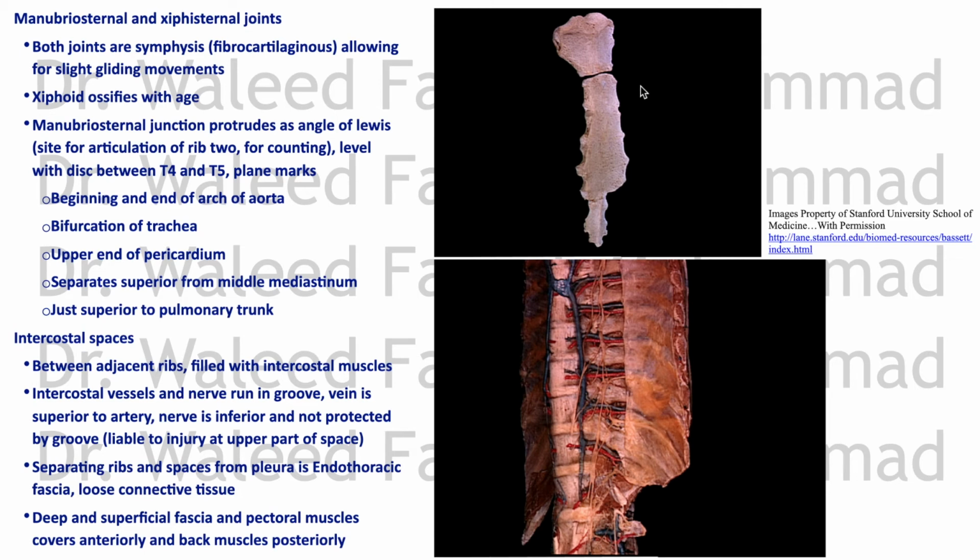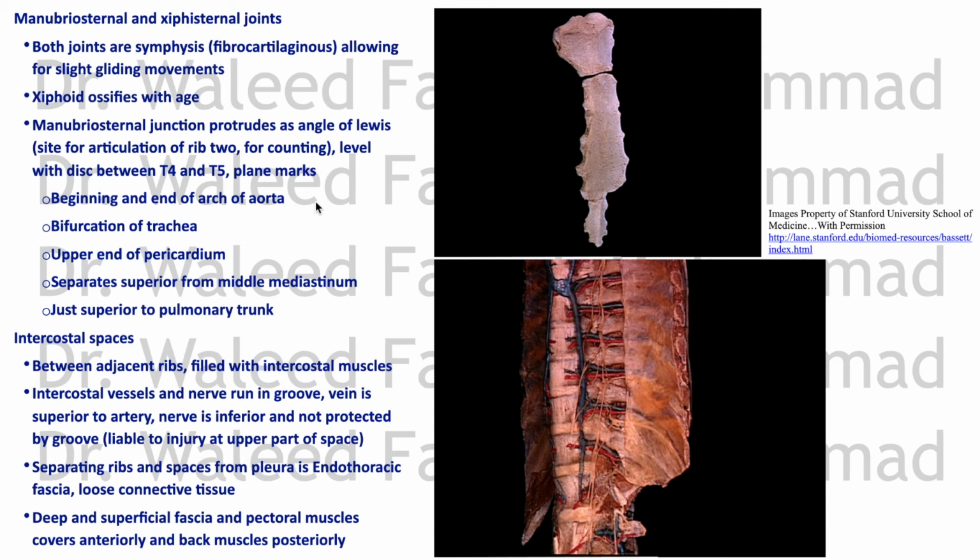Now, at this level of the angle of Louis, if you pass a plane horizontally to the back, it will pass through the area between the lower border of T4 and the upper border of T5. So between T4 and T5, at this plane, many things happen, like the beginning and end of the arch of the aorta. The arch begins at the continuation of the ascending aorta at this level, T4 and T5, the angle of Louis, goes up and then comes back to the same level. So it's the beginning and end of the arch of the aorta.